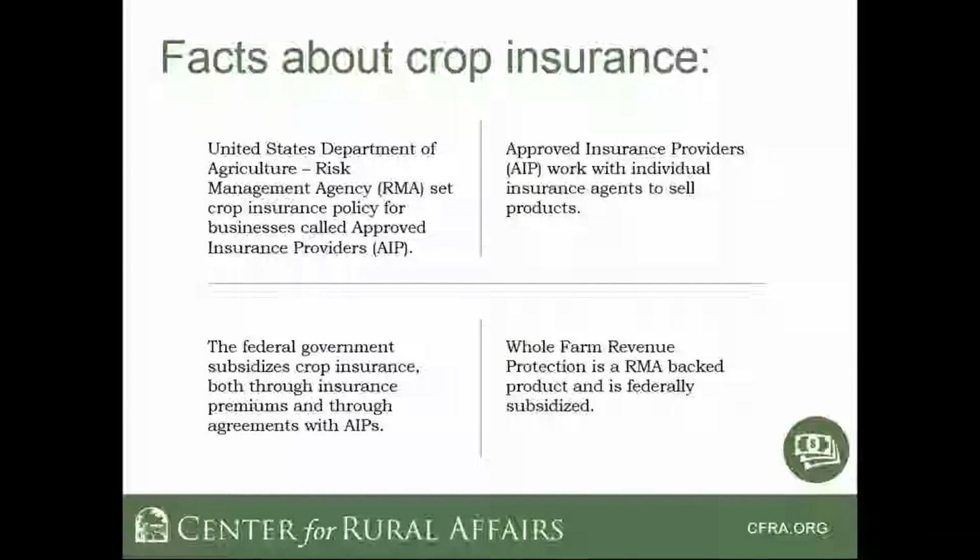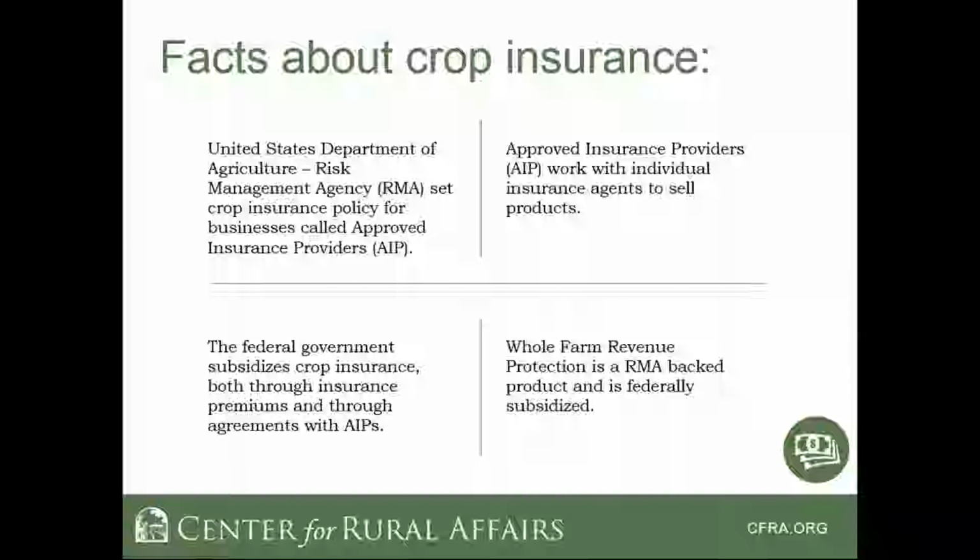So to understand how whole farm works, it helps to understand a little bit more about how crop insurance works more broadly. Crop insurance is managed by a public-private partnership between the government, that's United States Department of Agriculture, specifically their Risk Management Agency, or RMA. They set crop insurance policy with private businesses, and these businesses are called approved insurance providers, or AIPs. And then AIPs in turn work with individual crop insurance agents to sell you crop insurance policies. And so when you're buying a crop insurance policy, the parameters of what that policy contains come from that partnership between USDA and the AIPs.